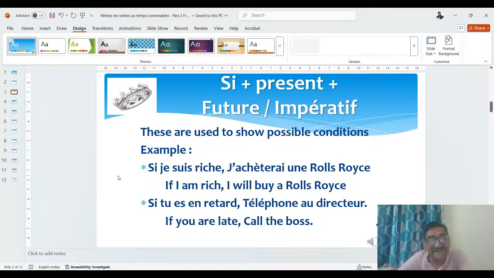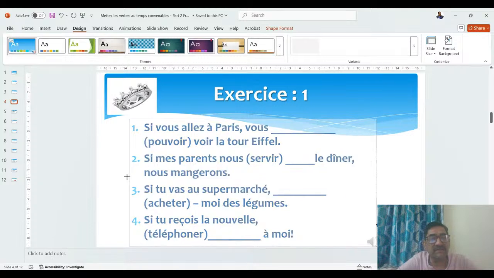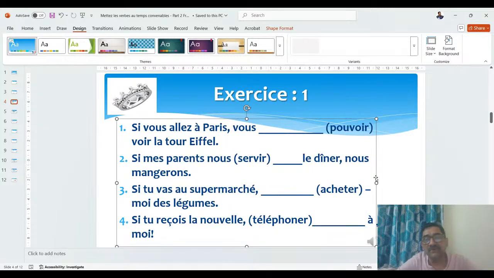Okay. The second example is si plus present plus imperative. Si plus present. If you are late, telephone to the director, call the boss. So that is a simple example which I am giving you for si plus present plus future or si plus present plus imperative. Hope you all got it. And when we see the examples, you will understand better. Look at the examples. The examples are very, very clear.